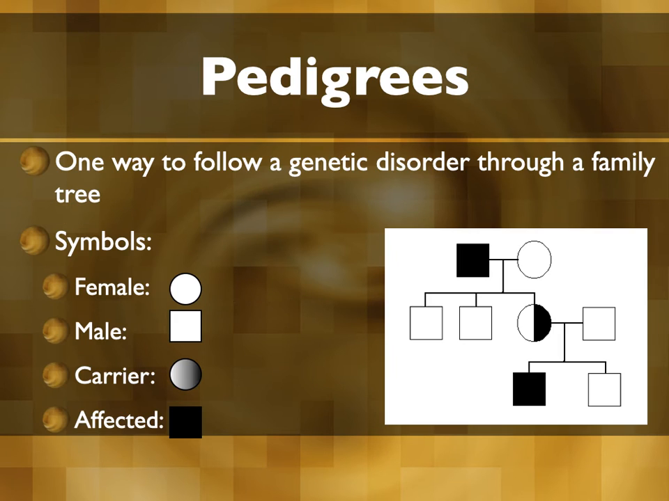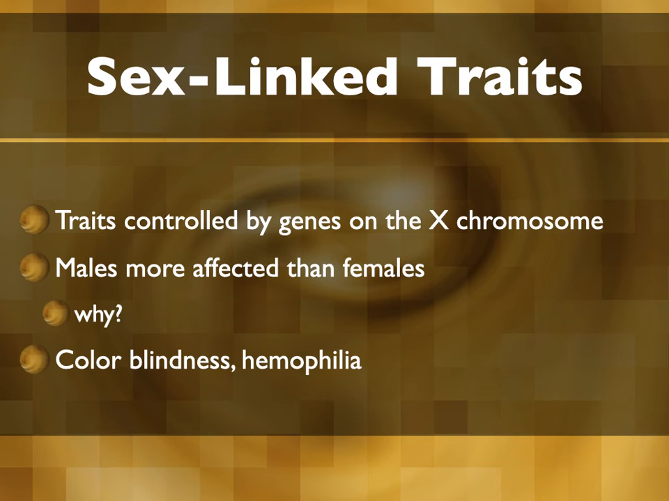What I want you to know is that this is a picture of a pedigree. Females are round, males are square. A carrier is half and half. It wouldn't let me do that on the presentation, so I had to fill it in, but the actual picture there of the pedigree is correct. It's half and half, and if you have the disease or are affected by the disease, you are completely filled in.